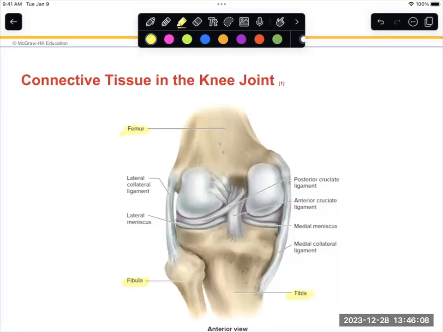And what is the purpose of synovial fluid? It's going to allow joints to move freely without friction. It also gives the cartilage in the joints nutrients. All the structures in the knee are well supplied with nerves, which is why it hurts. If you've ever hurt your knee before, it's very painful.